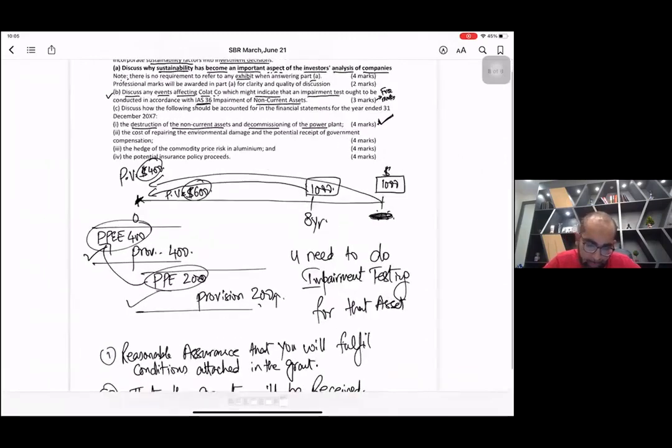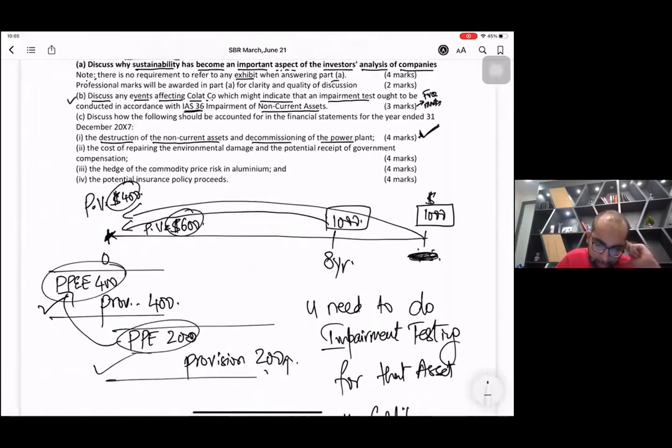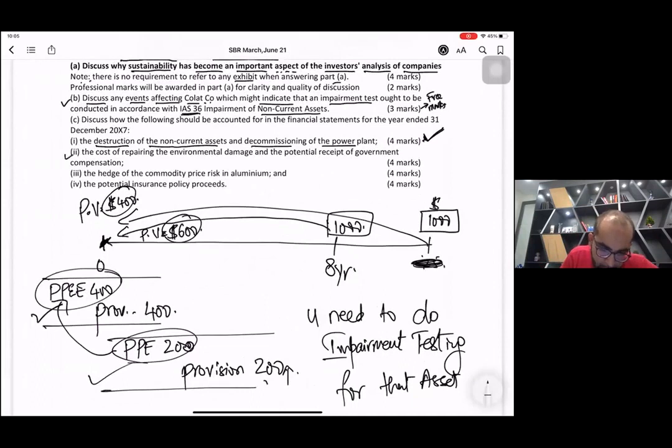So see this requirement, please. I just discussed this part. Point number 2, the cost of repairing the environmental damage, I just discussed, and the potential receipt of government compensation. Yes, somebody is asking if it was approved before the authorization of financial statement, before the signing off. Yes, this will be an adjusting event because at the year end the condition exists. We applied before the year end.